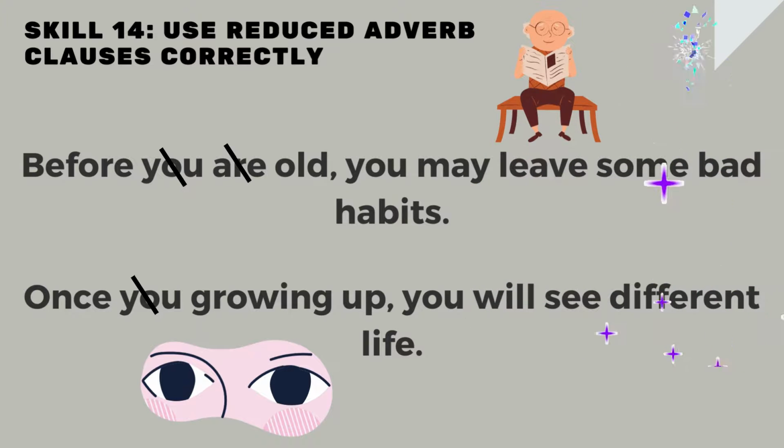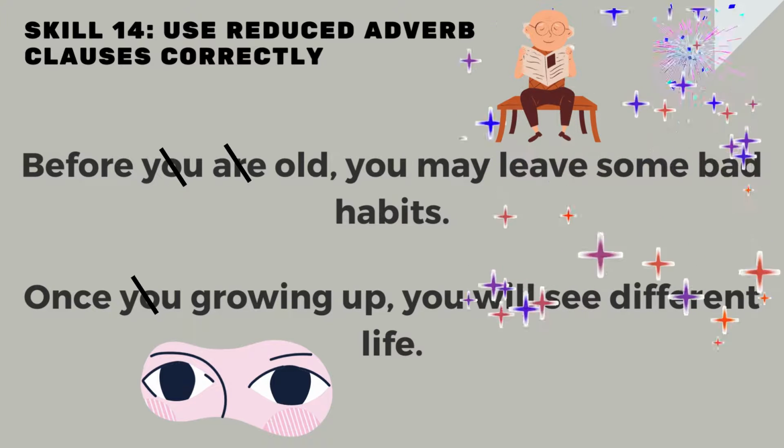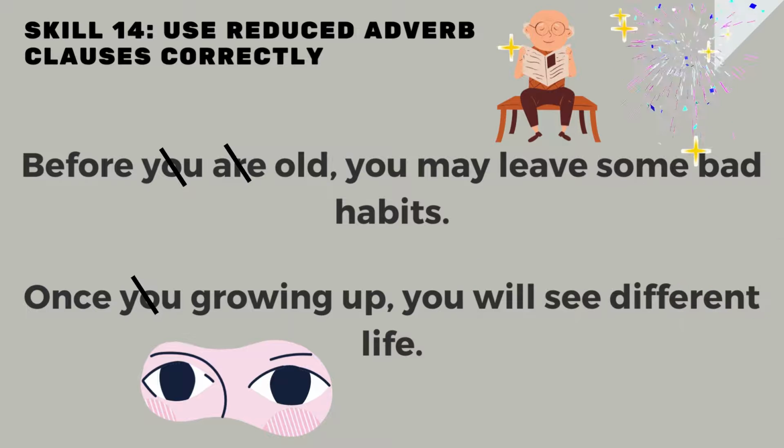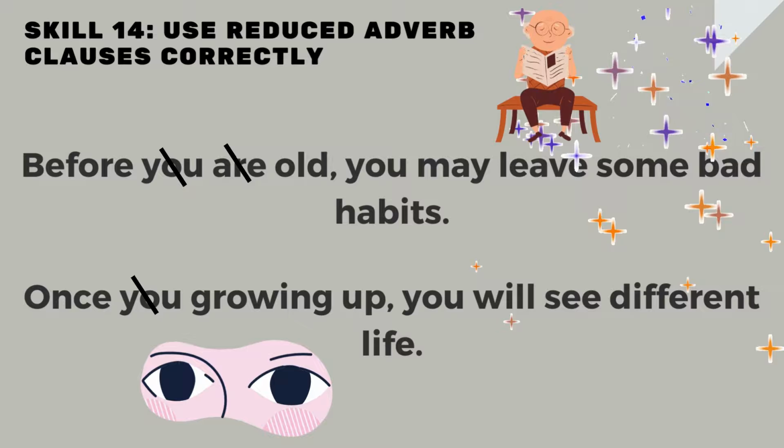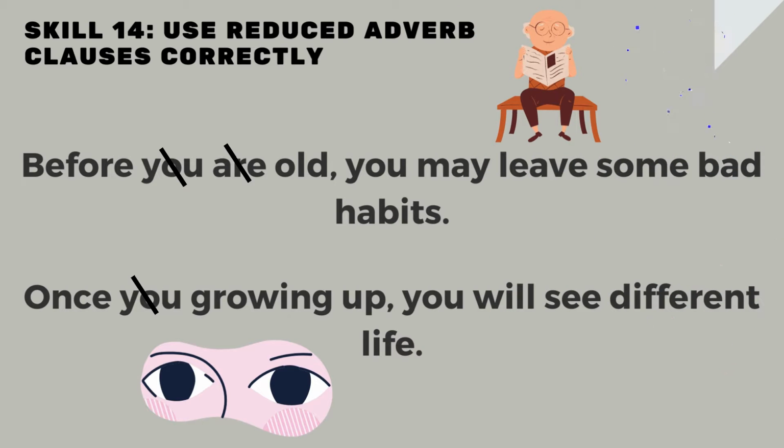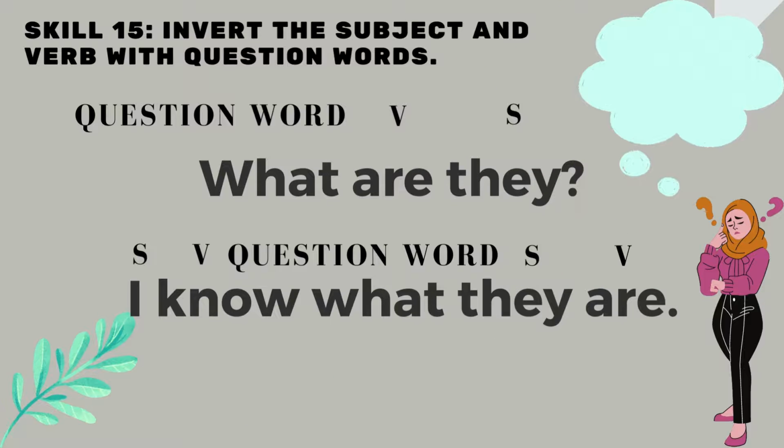If it has another verb than the verb to be, the verb becomes a gerund and you omit the subject. For example, once growing up, you will see different life.